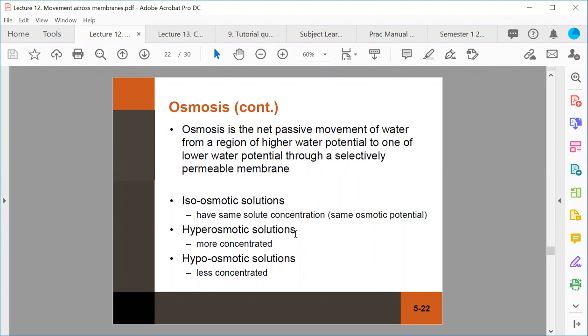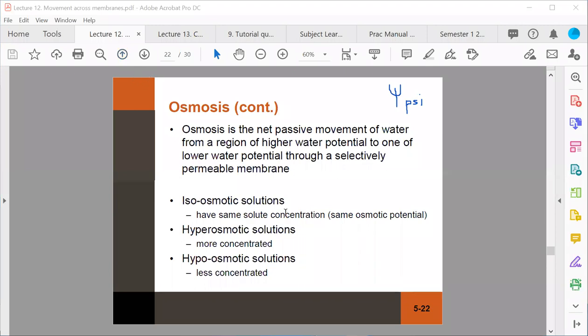Okay, so what's that character for water potential? That character is called psi. The character for water potential, there it is, psi. It's called psi. I'm not sure if that's a Greek symbol. Can't quite remember, but it's called psi.